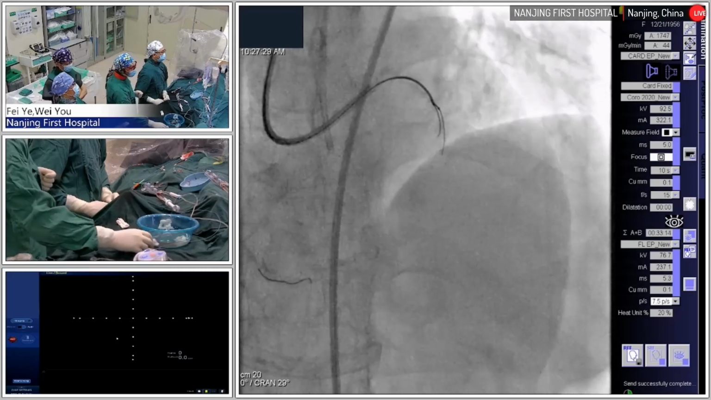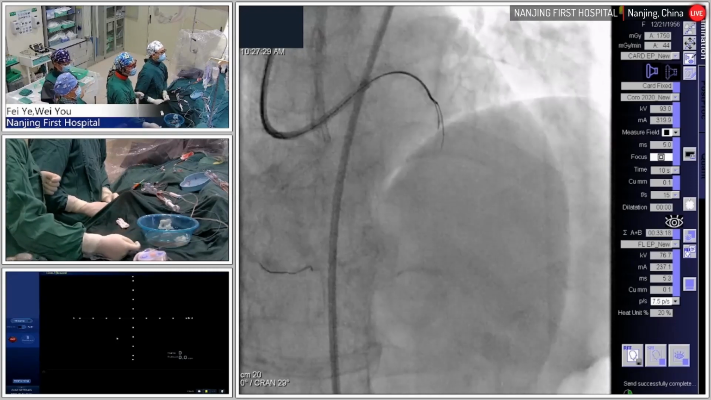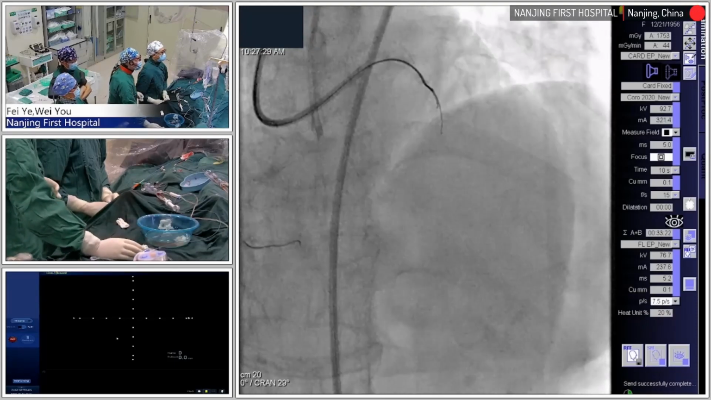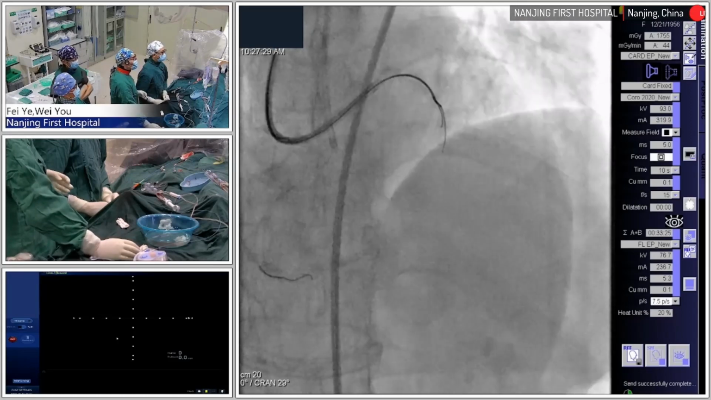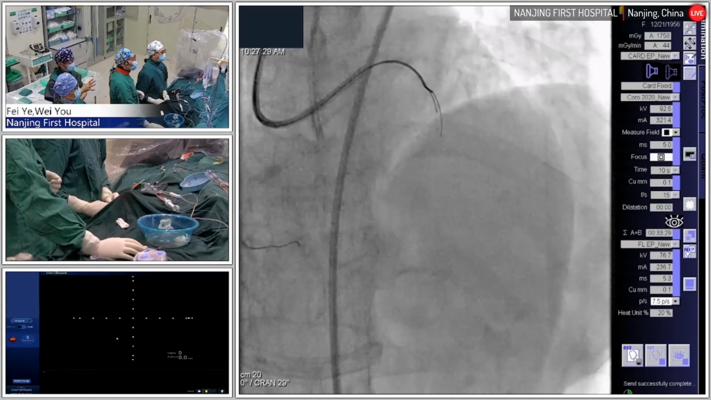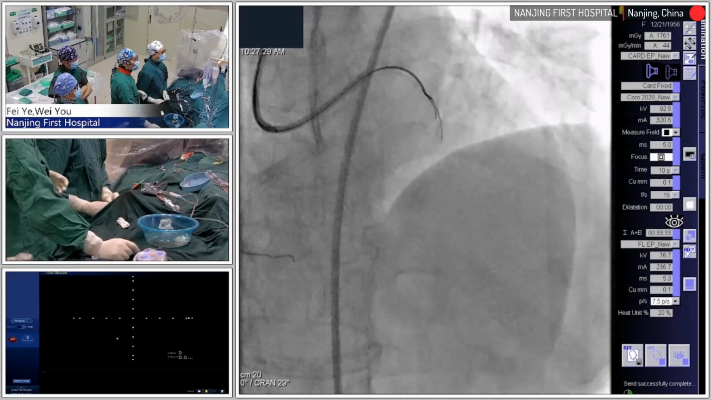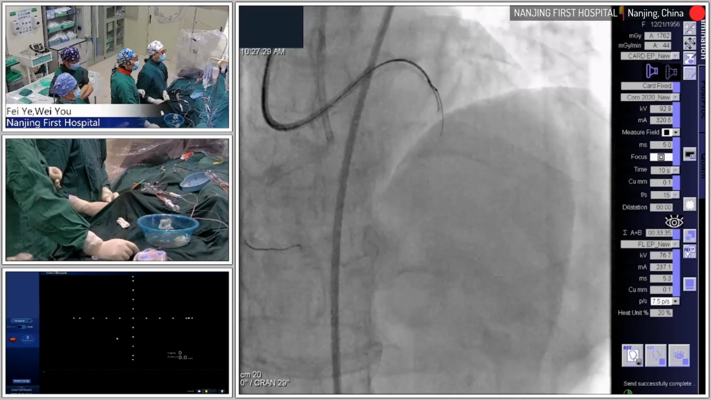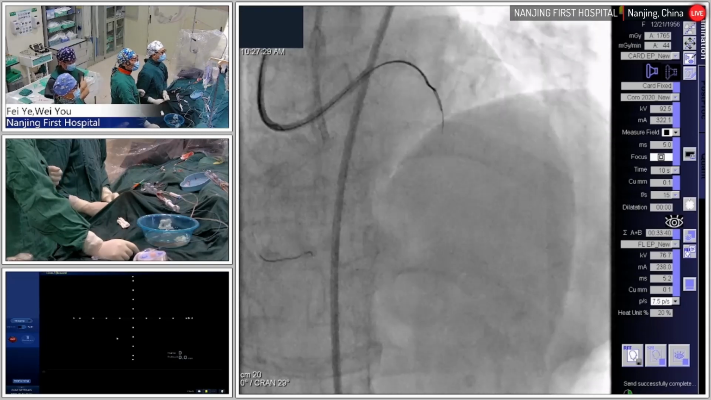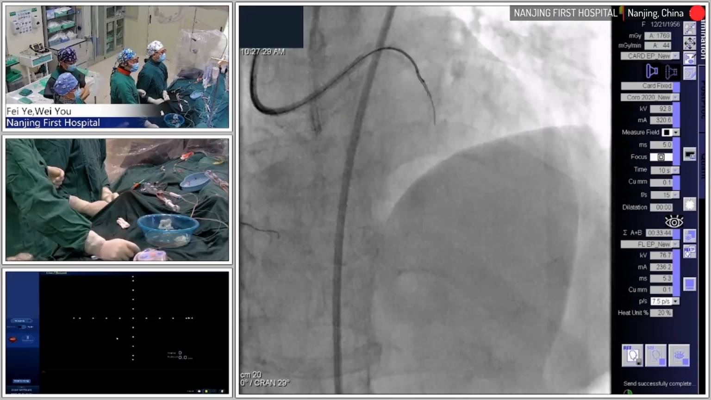Even though we open the RCA first, we cannot see the good collateral from the distal RCA to the LAD. So routinely, you can treat the RCA first, just because in the RCA we cannot see the distal flow was not good. The RCA receives the collateral support from the LCA. So we treat the RCA first. The patient can feel very stable when we perform PCI for the LAD CTO lesion.